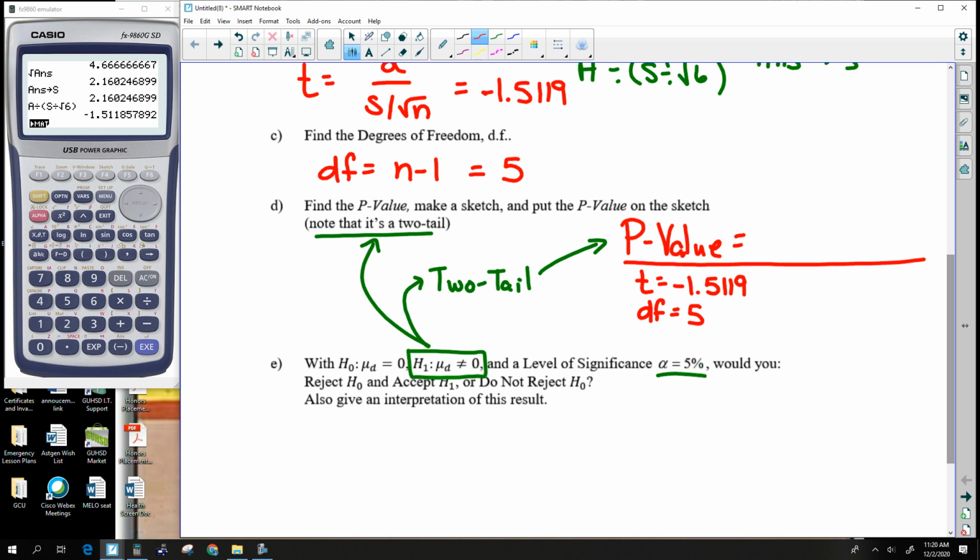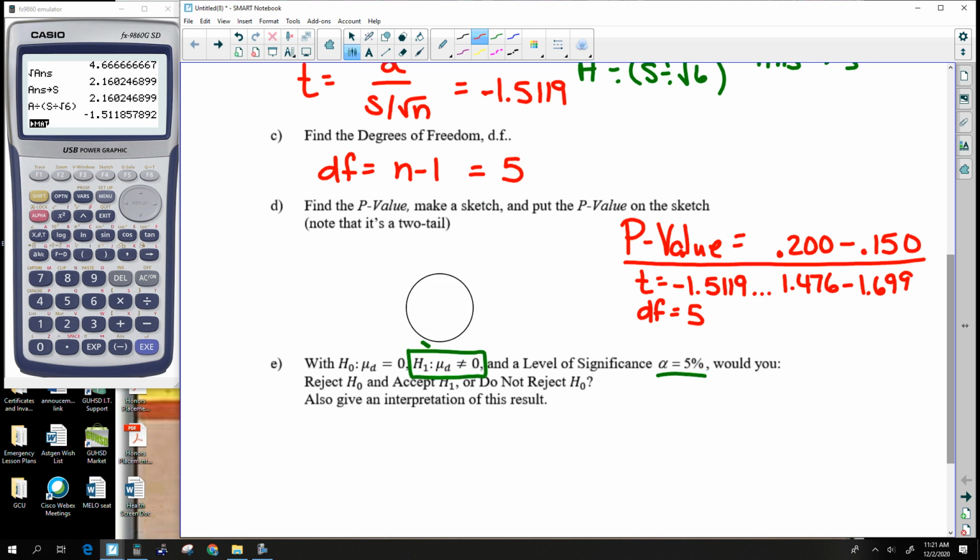All right, so again, degree of freedom of 5, this would fall in between 1.476 and 1.699. Looking up to the two-tail, that would be in between 0.200 and 0.150. Those are your p-values. All right, so somewhere in between those. Okay, so yes, indeed, this is a two-tail with an alpha of 5%.